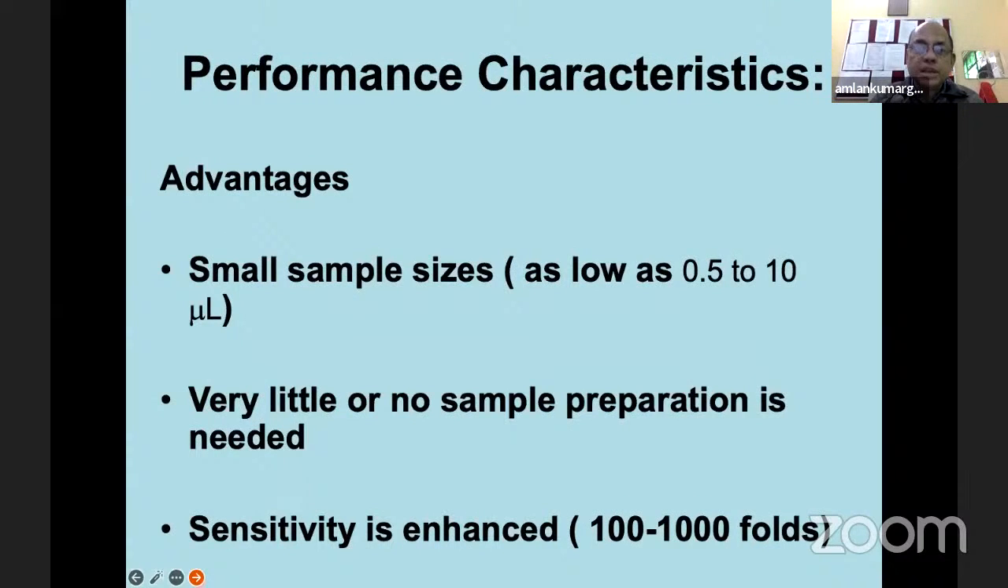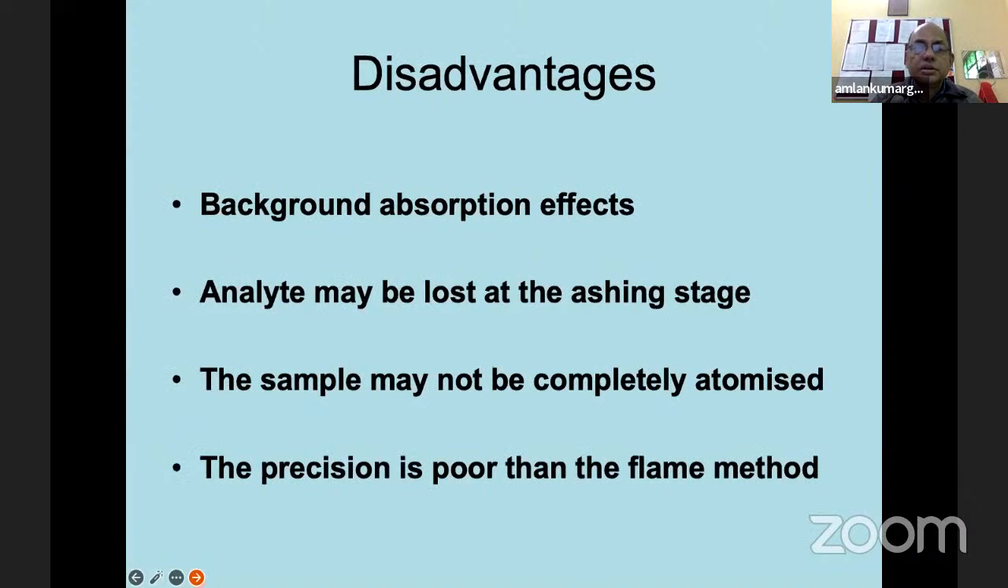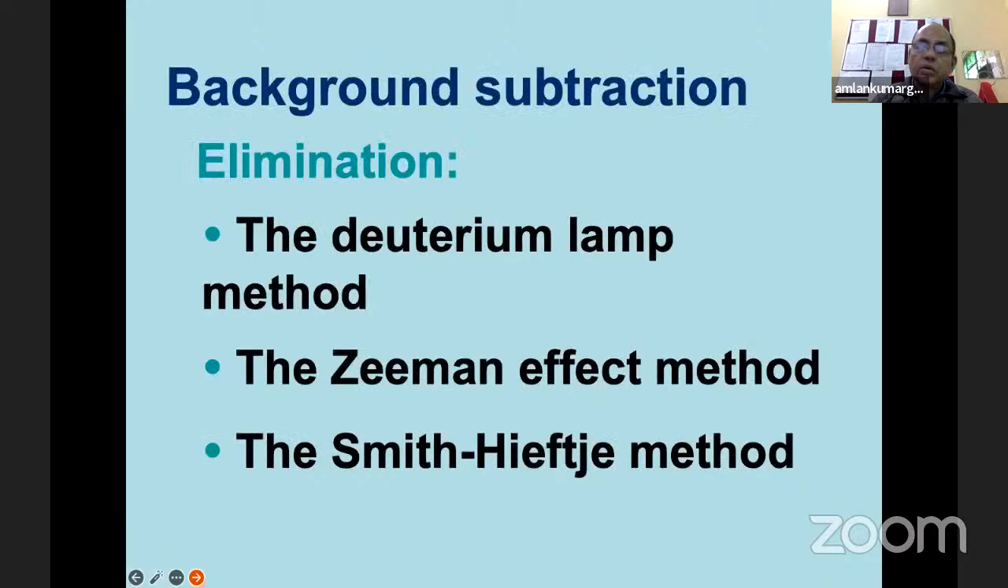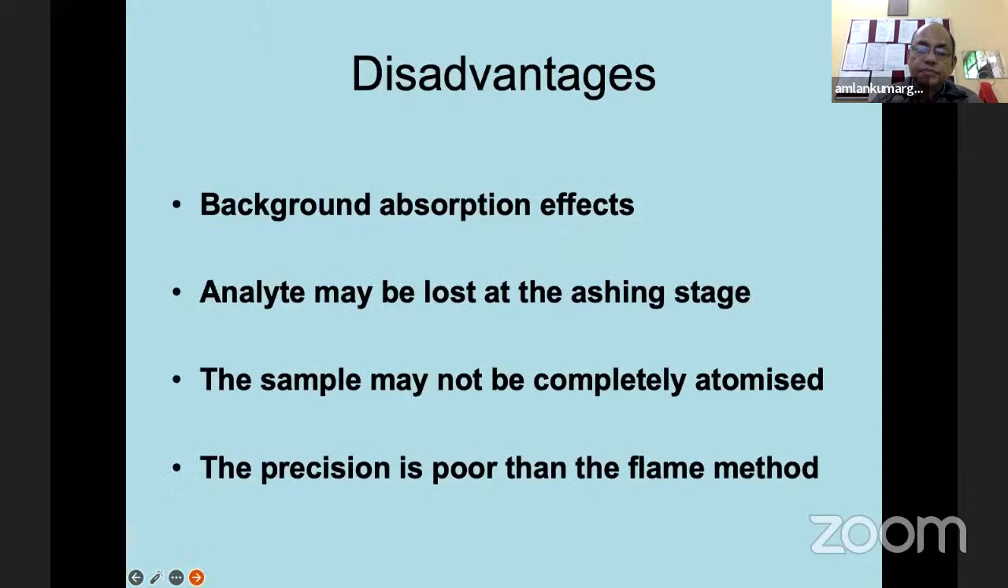Advantages: small sample size, very little or no sample preparation is needed, and the sensitivity is enhanced. Disadvantages: there are background absorption effects, and light may be lost during the ashing stage. The sample may not be completely atomized. The precision is poorer than the flame method. Now, I think you do understand what is meant by precision.